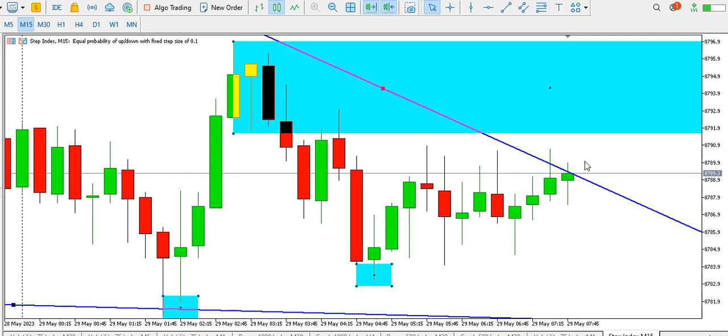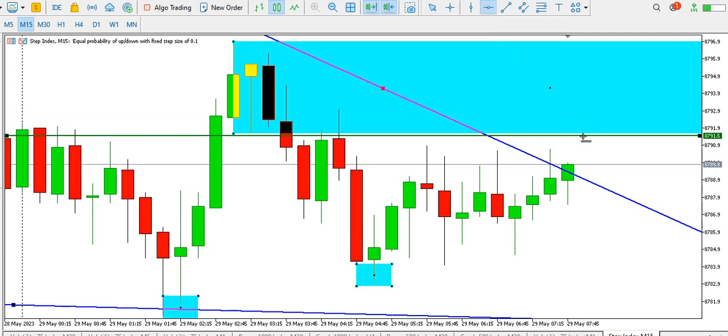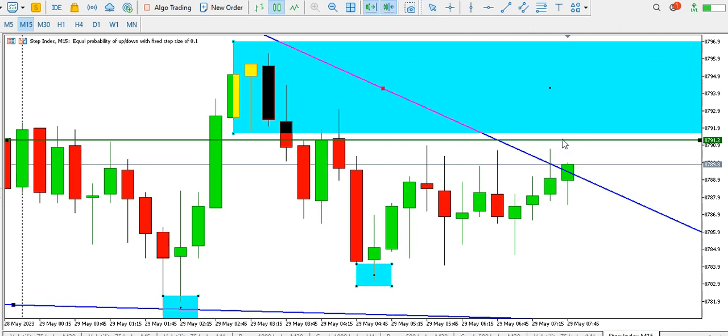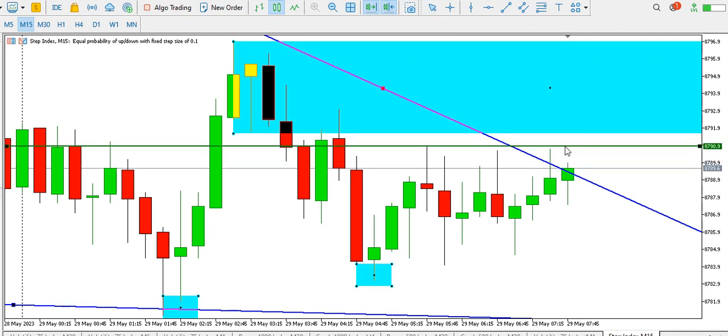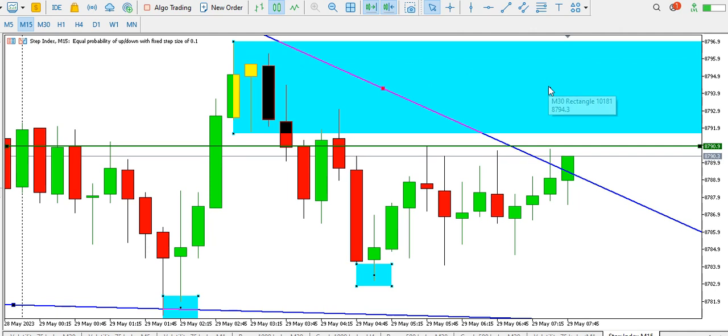bullish trend. But we might want to wait for this current candlestick or the next candlestick to close above this high. I'm talking about if the next candlestick closes above the 8790.9 level, we might see price going to this particular order block.